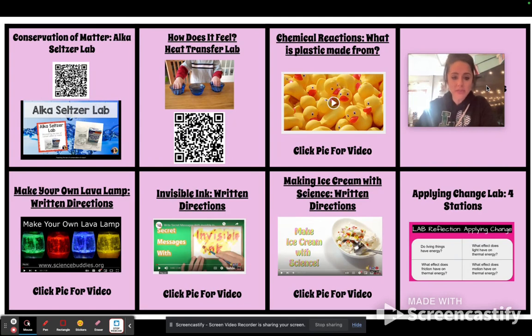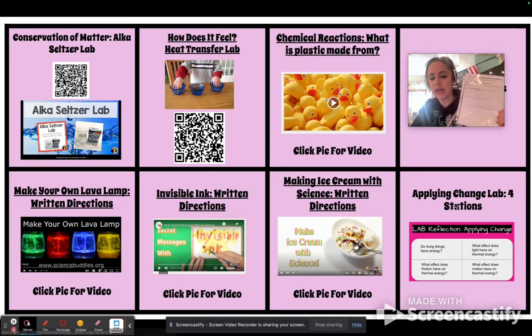The rest of these are going to be available to you. The supplies are going to be busted out per shelf in our closet and labeled. And then the directions themselves, you can click on the link here. I also have printed directions for you. So I'm going to go through and actually show you the applying change lab. Okay, so this is the one that we're going to be doing together.